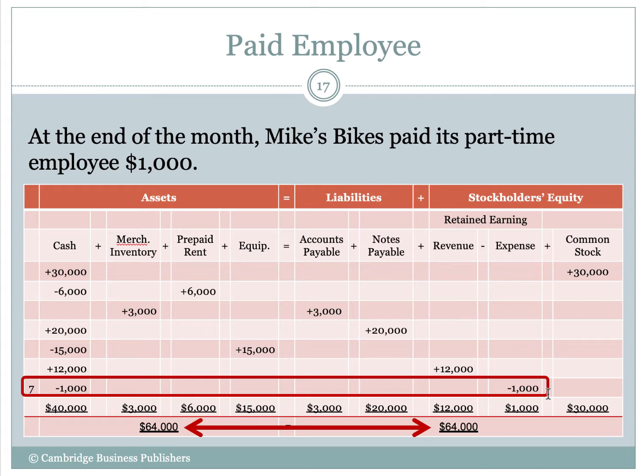So after this transaction, again, I need to go ahead and add up my assets, add up my total liabilities, add up my stockholders' equity, and I need to make sure, does this accounting equation hold? Sure does, because all my assets equal $64,000. My liabilities equal $23,000. And if I add up my stockholders' equity, revenue minus expenses plus common stock gives me that $64,000 that I need. Okay?